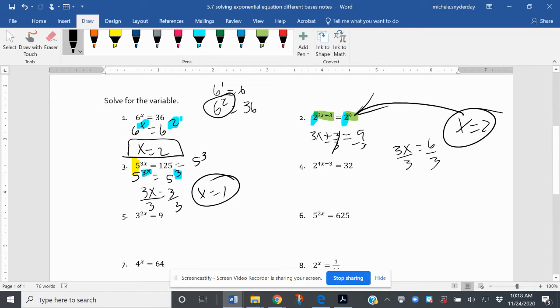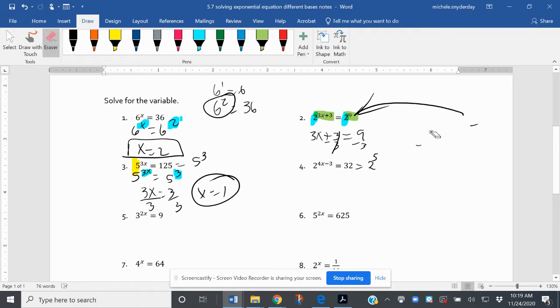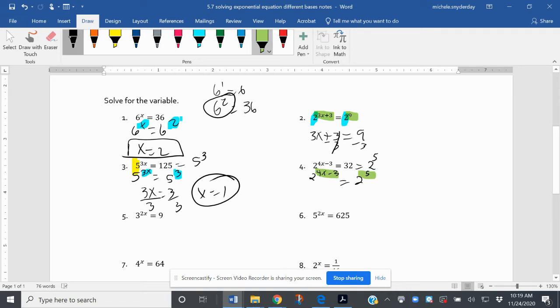Number 4, we're going to want to refer back to our chart from yesterday again. So look under the powers of 2. And if you follow that down, you can see that 2 to the 5th power gives you 32. I'm going to erase this top problem now. 2 to the 5th power gives you 32. So we'll rewrite this problem. 2 to the power of 4x minus 3 equals 2 to the 5th power. And now we can set our exponents equal to each other and solve.